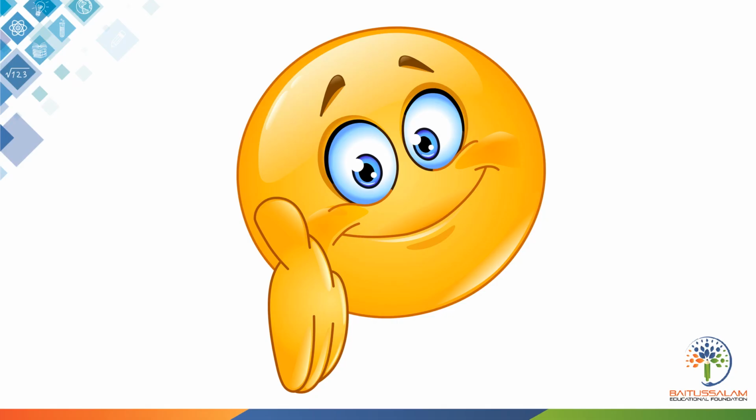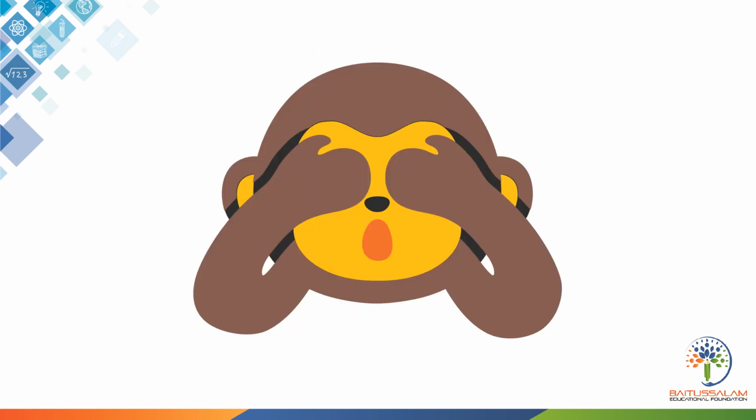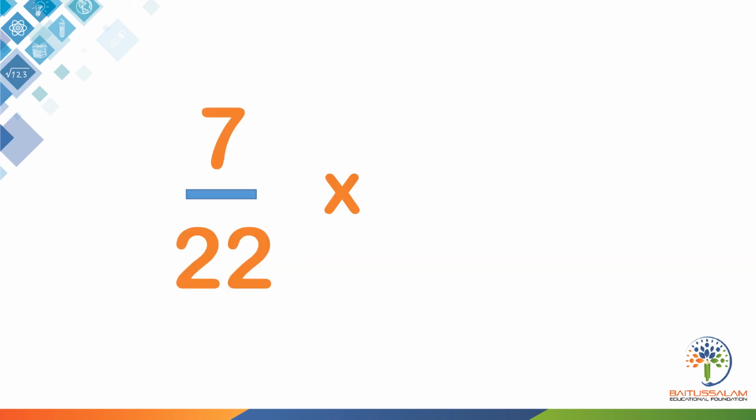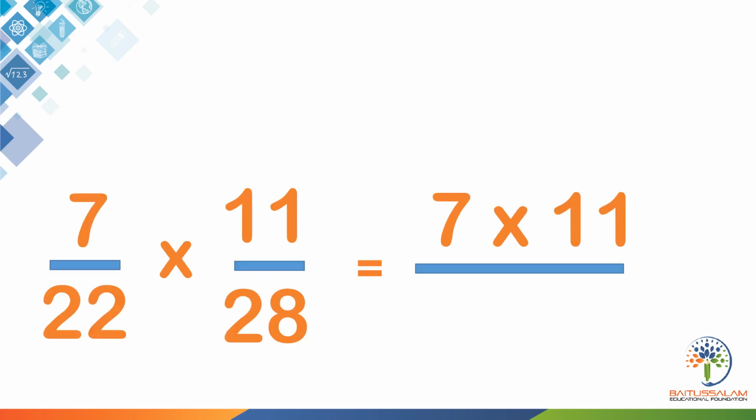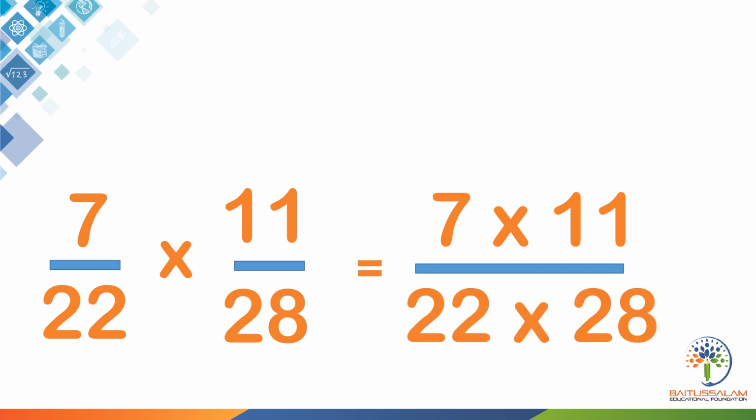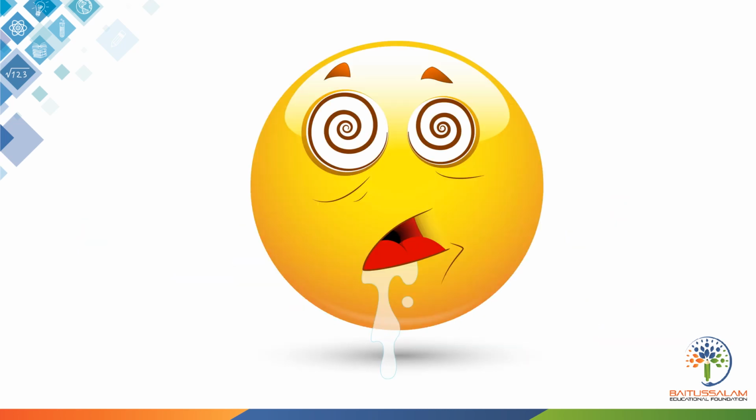One last thing we need to learn before we finish multiplication of fractions. Simplification of fractions can be done even before we multiply. Let's look at a question. 7 upon 22 multiplied by 11 upon 28. Now if we solve it the way we learnt, 7 multiplied by 11 upon 22 multiplied by 28, you can see these numbers are big, and multiplying them can be a bit frustrating, if not difficult.